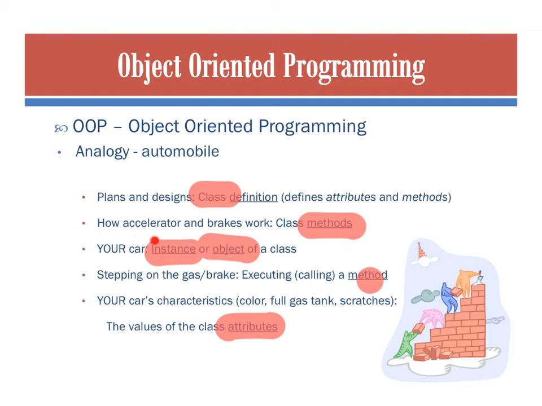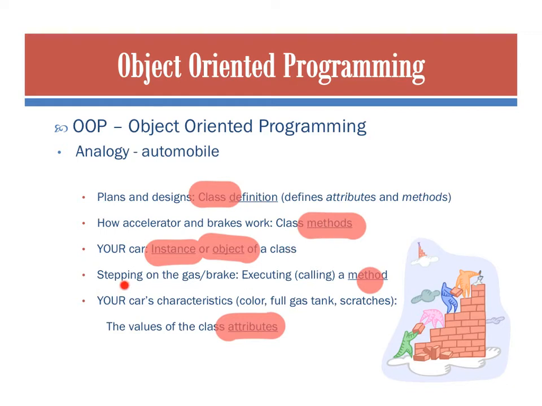Once we build a car, once you have a car in the parking lot, that is going to be your object. That is going to be called the instance or the object of a class. It's a copy, right? We've used our class definition and we've built an object. If we have a parking lot full of cars, perhaps they're all the same car. We have one single class definition, but we have many, many objects of that class in the parking lot.